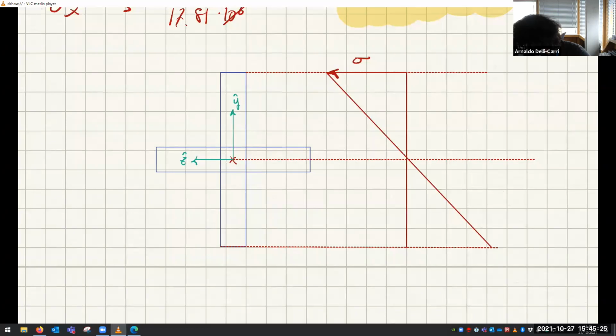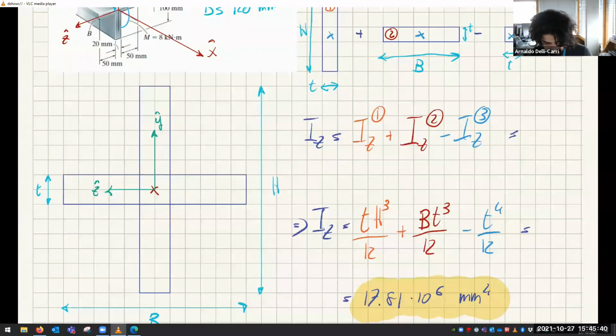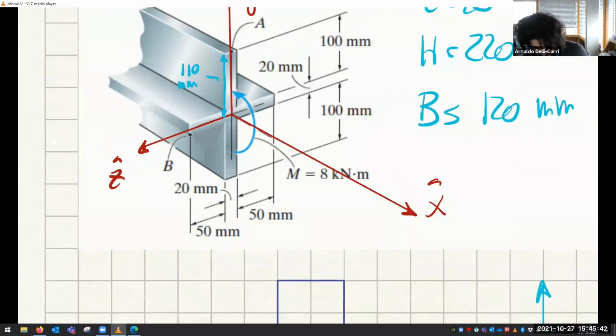This is sigma max. This is sigma max. This one is positive and this one is negative. How do I know one is positive, one is negative? Because the moment is going out from the bottom and into the top. So the bottom part is in tension and the top part is in compression.